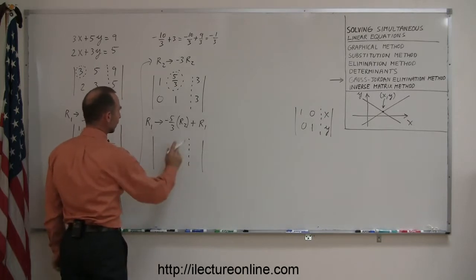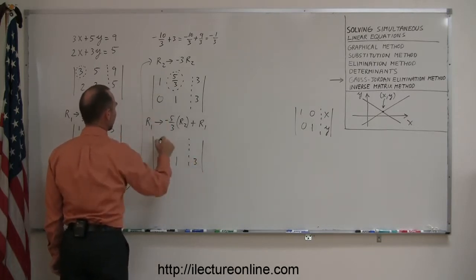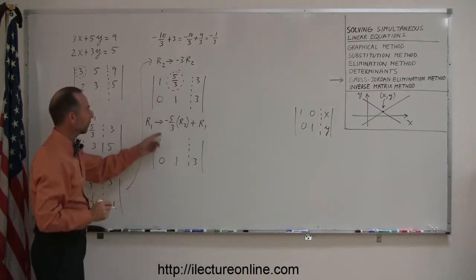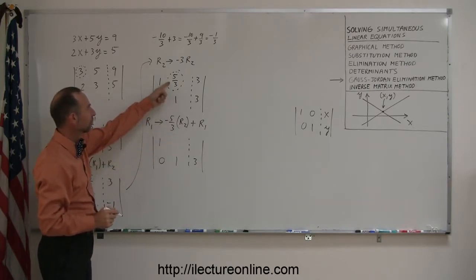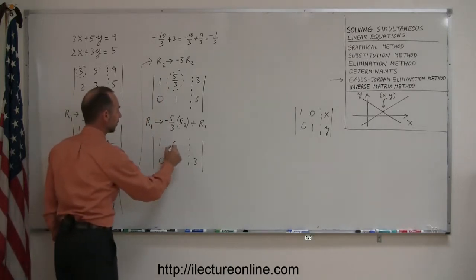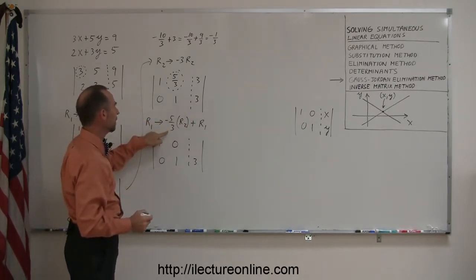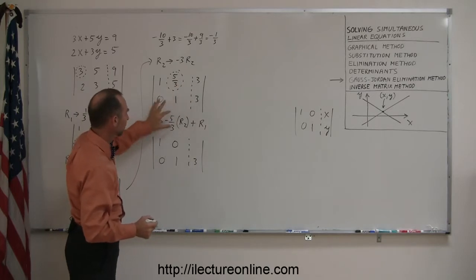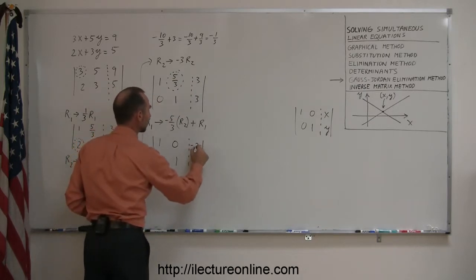Well, first of all, the second row does not change, 0, 1, and 3. In the first row, this is already a 1 that will not change. Now, taking this number, multiply times -5/3 times that number, that's -5/3, add it to +5/3 gives me a 0. Taking this number, multiply times the -5/3, notice if I multiply this times this, the 3's cancel out, and I end up with -5, add it to a +3, I end up with a -2.